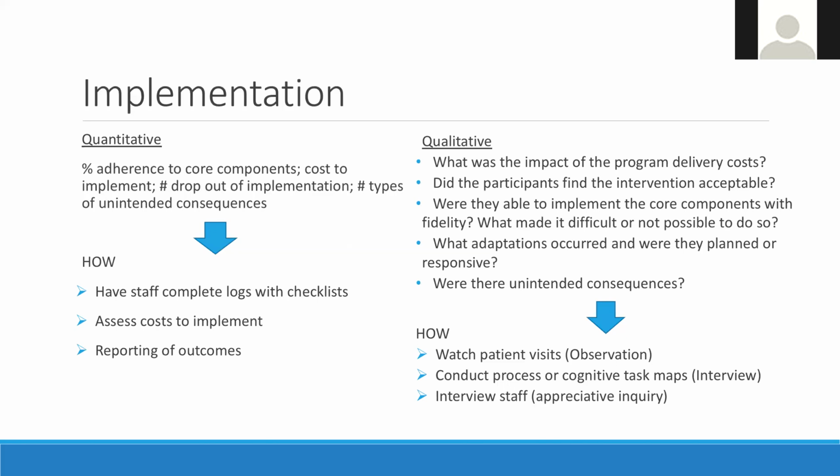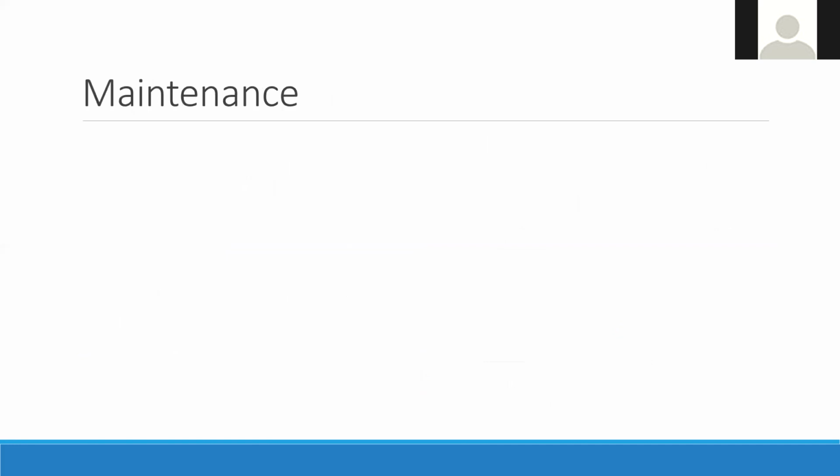You can look at a process mapping with cognitive task analysis or maps, where you can learn how the workflow might influence their ability to do this referral. They're trying to do a million different things, and there are all these interruptions, and then they forget, etc. So maintenance, which is the sustainability of the intervention past your study.